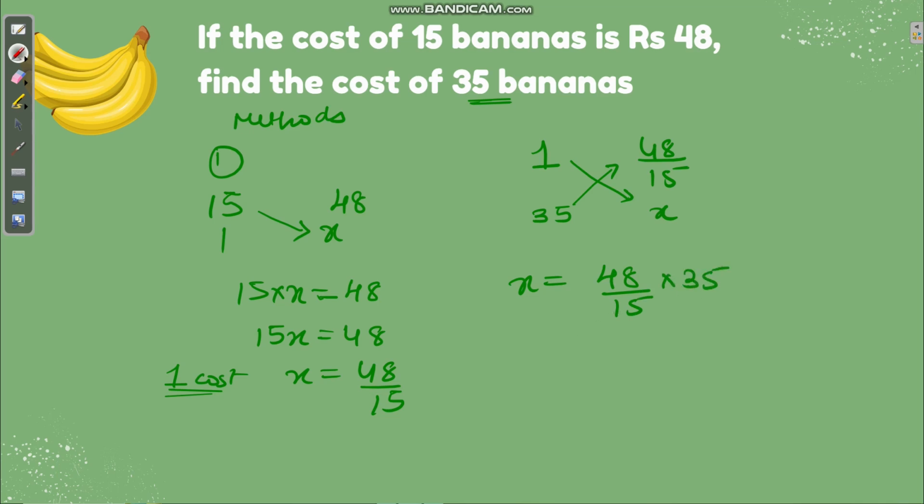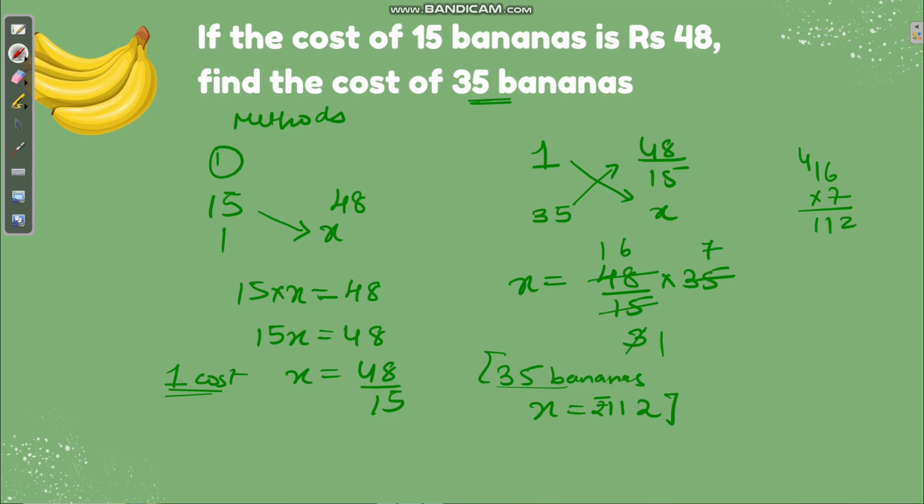Let's solve this. 5 3s are 15, 5 7s are 35, 3 1s are 3, 3 1s is 3. It will become 16 into 7. 6 7s are 42, 4, 7 1s are 7 and 4 is 11. So the answer is 112 rupees. This is nothing but the cost of 35 bananas. In this method, why is this known as the unitary method? Because we first find the value of one, here one banana, and then you just multiply with whatever they have asked, for example 35. You multiply whatever amount comes for one.